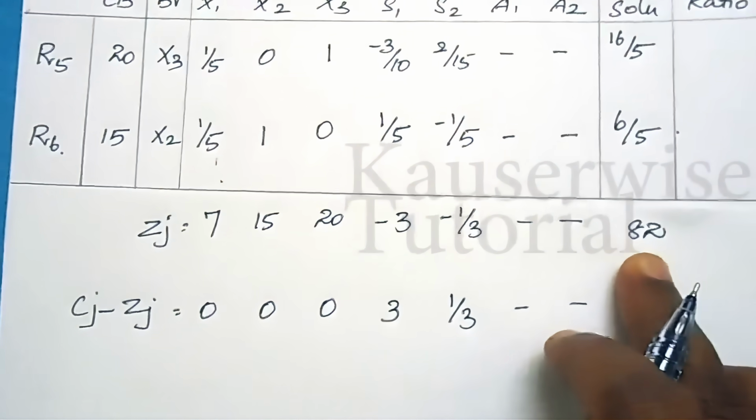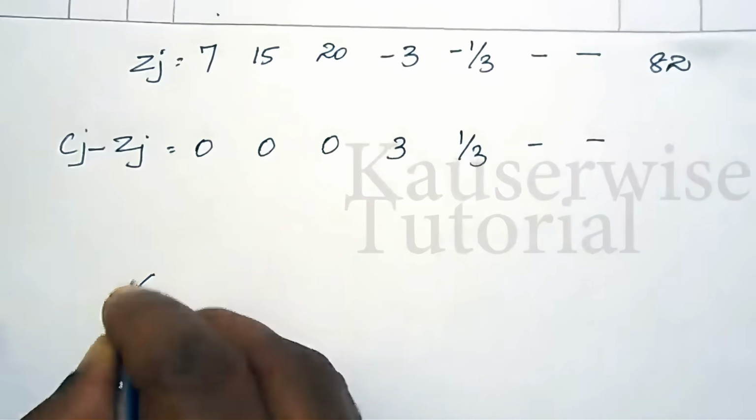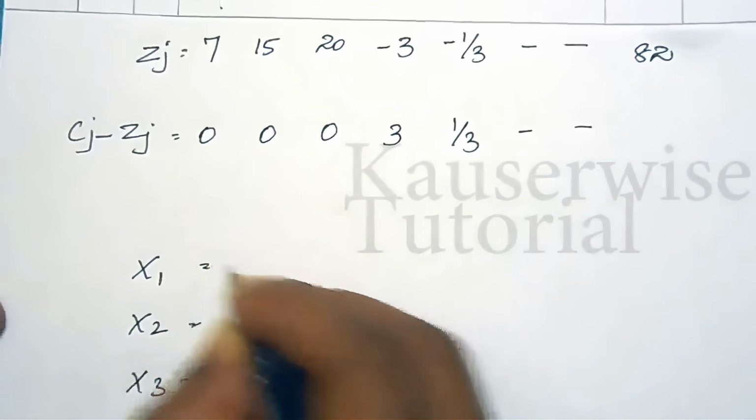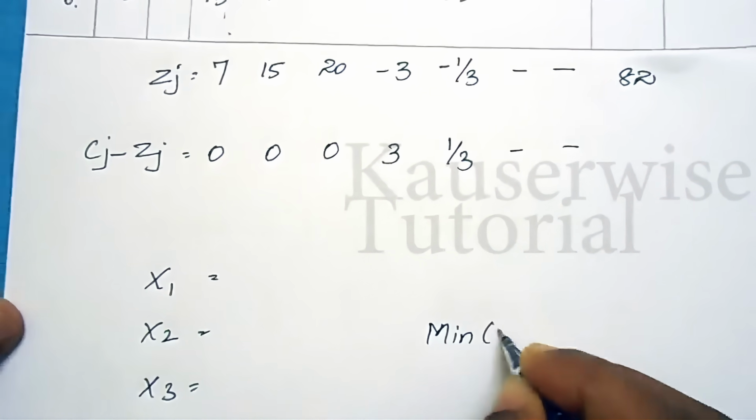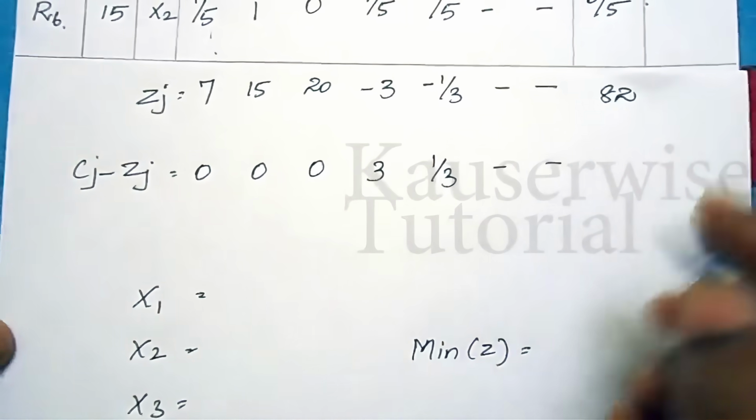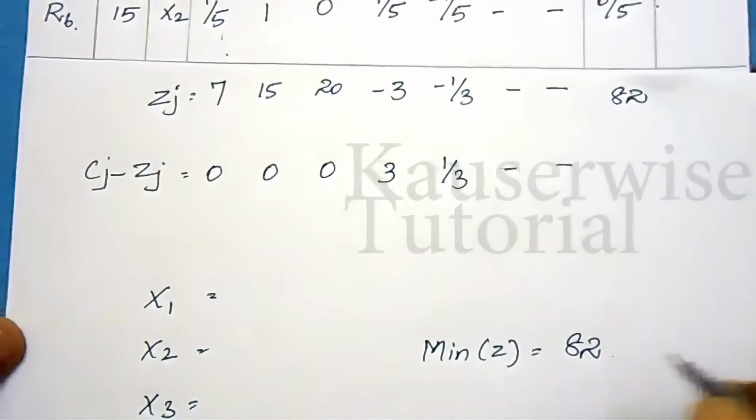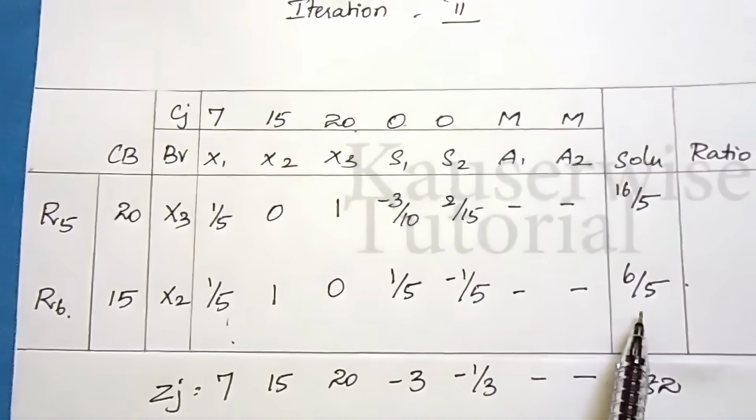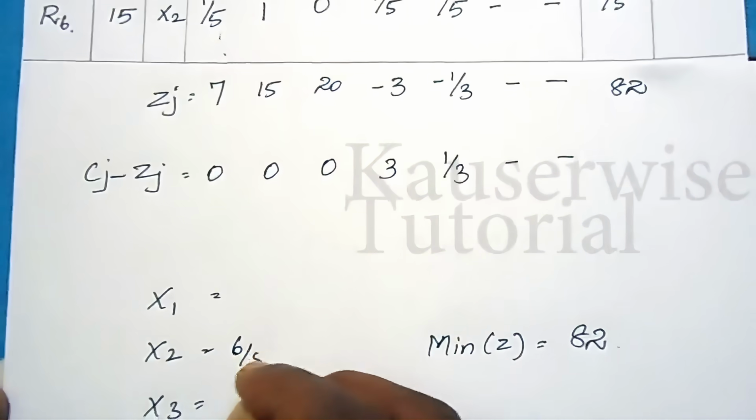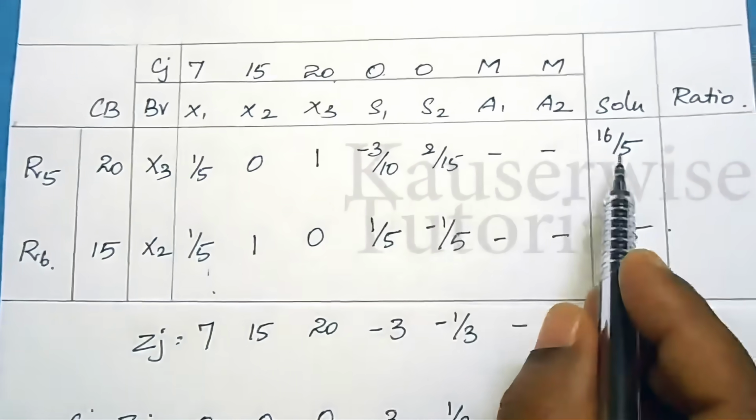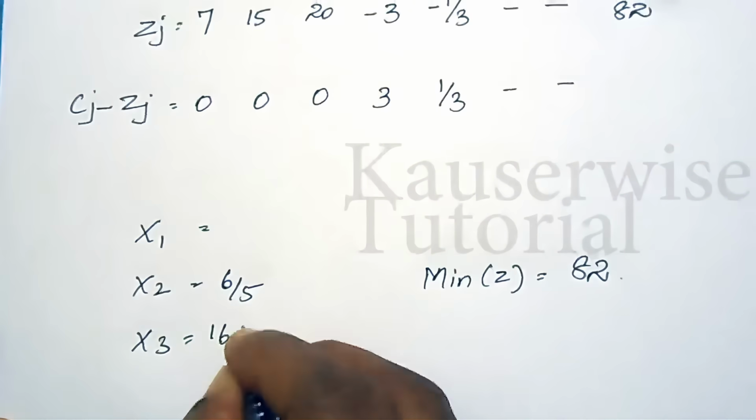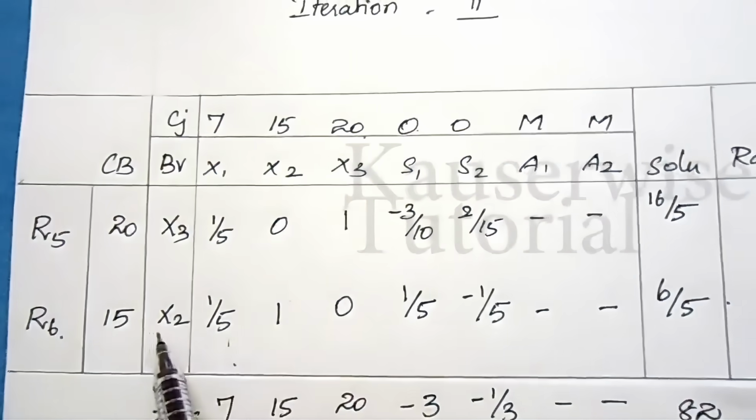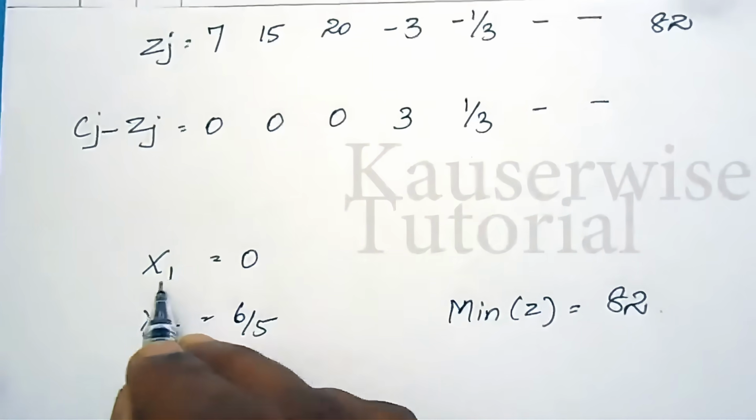We have got the optimal solution. The solution is 82. Now we need to write the x1 value, x2 value and x3 value. The minimization z, the final answer, is 82. Now just apply. We have got the x2 value, which is 6 by 5. The x3 value is 16 by 5. For the x1 value take 0. There is no x1 in the basis; we have got only x2 and x3. So put 0 for x1.